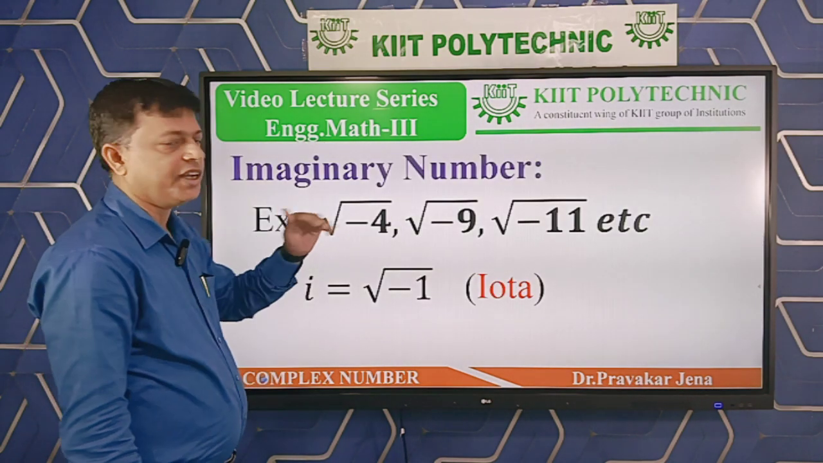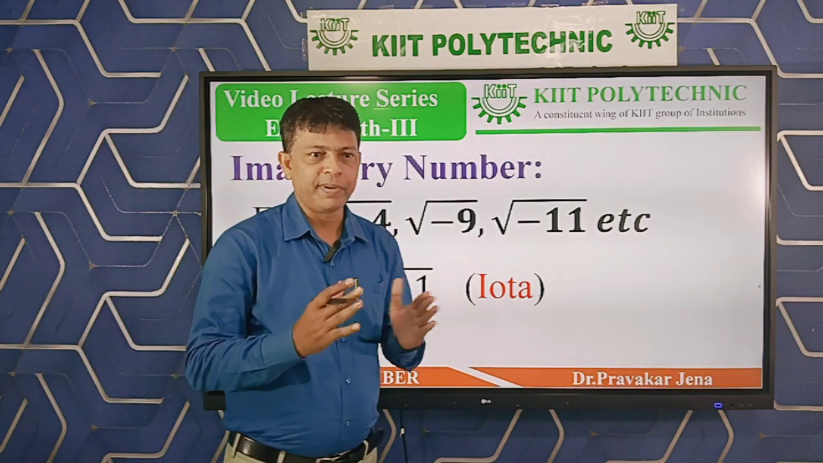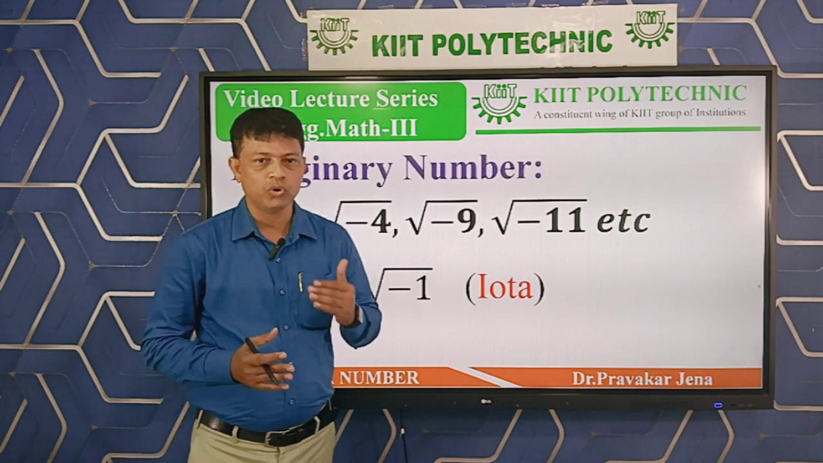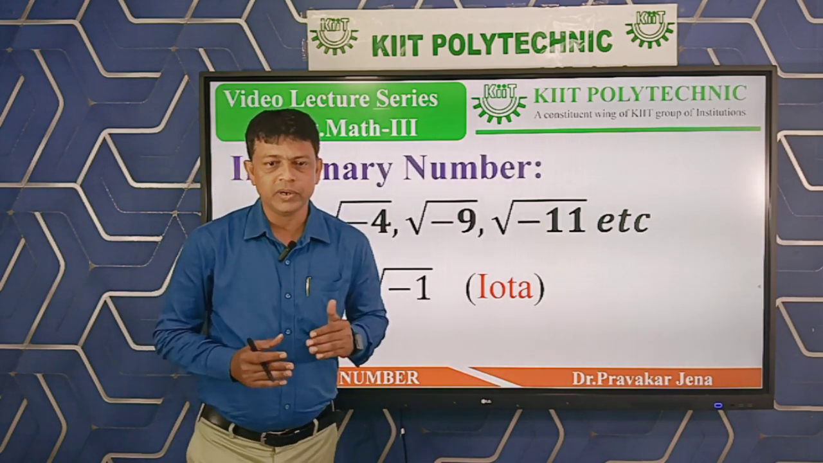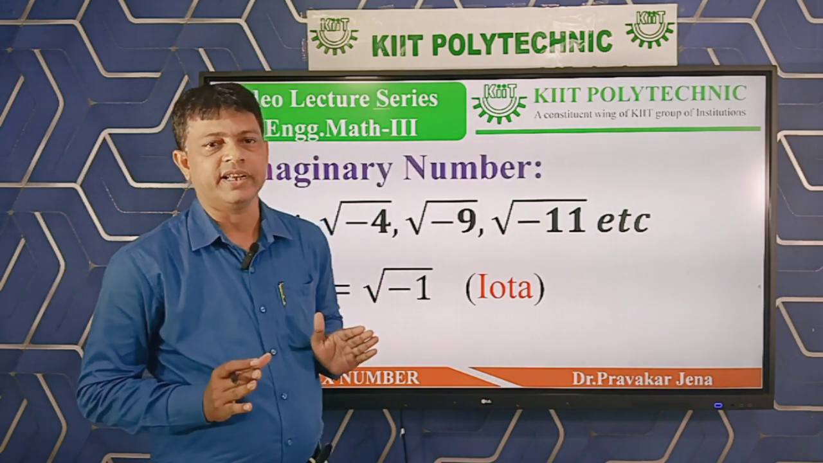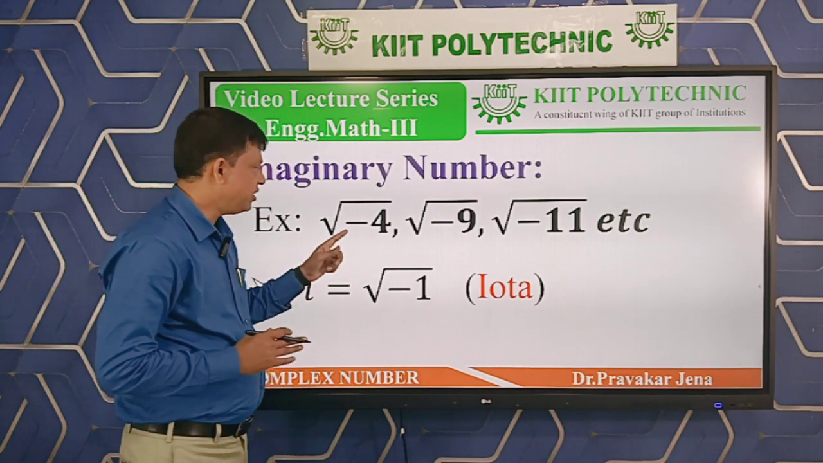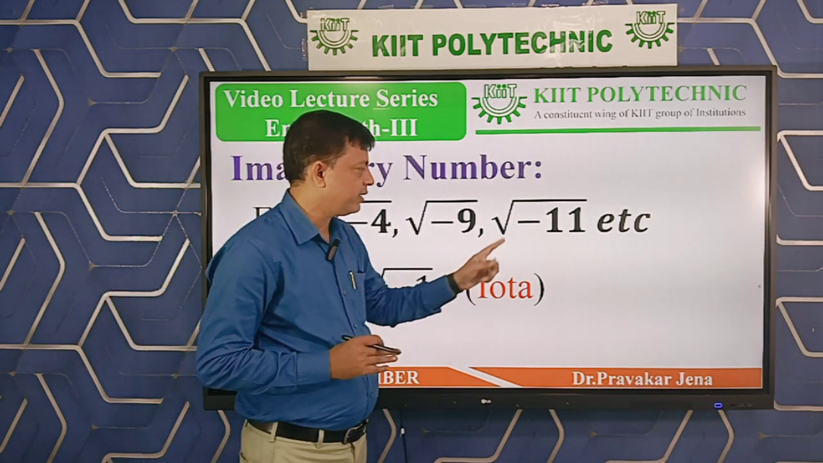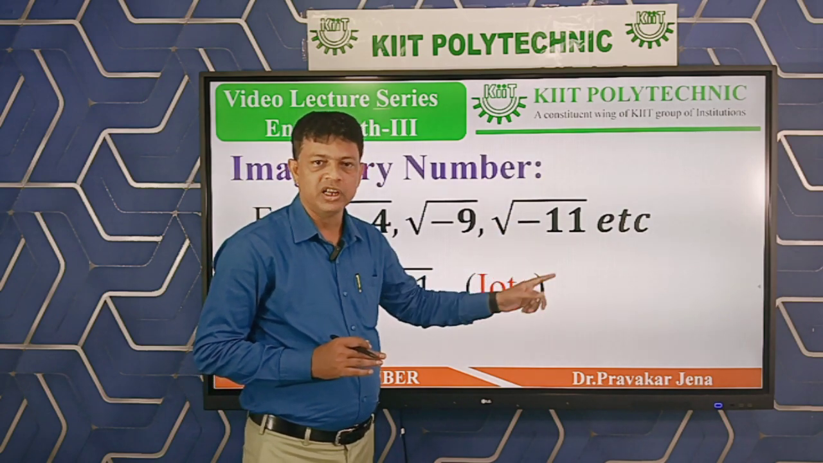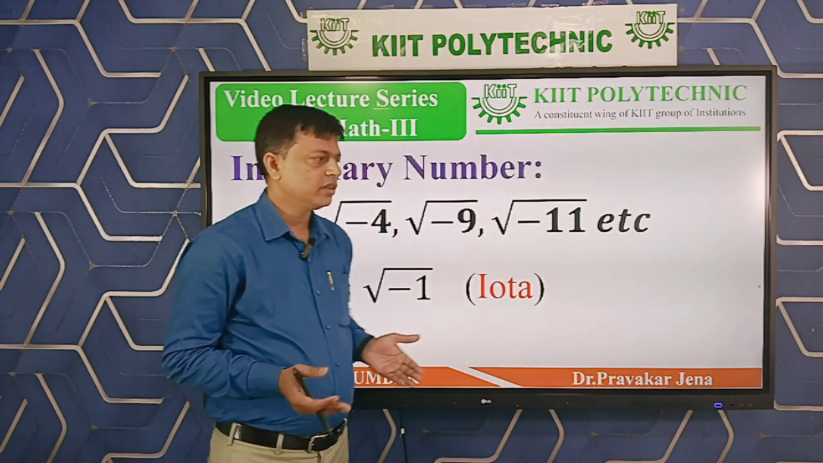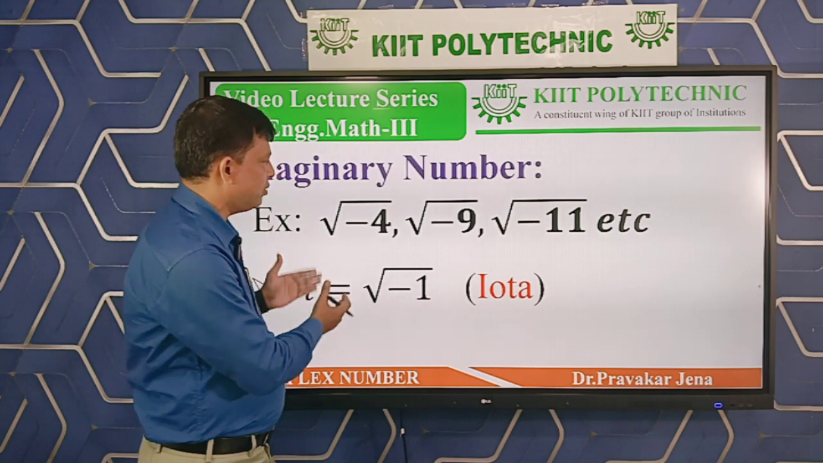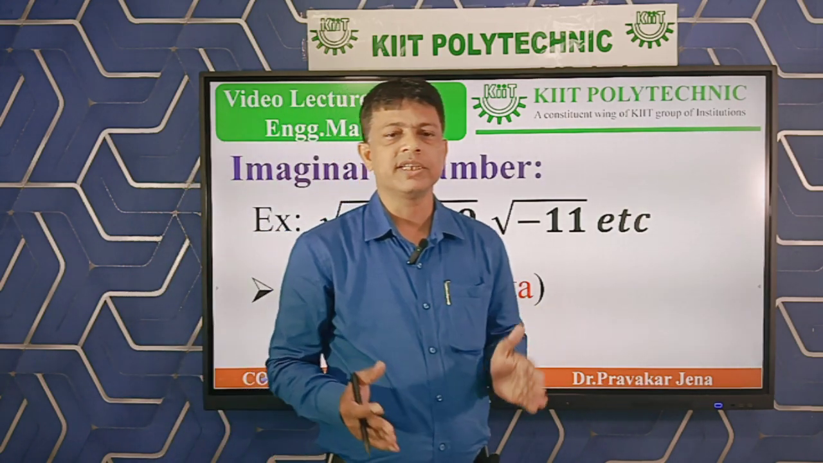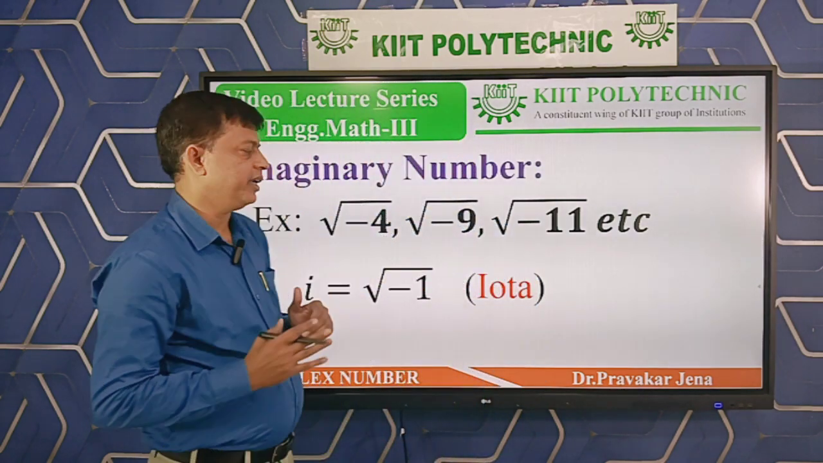Now, what is an imaginary number? Already I have told the definition from this equation: a number whose square is negative. So like root over of minus 4, root over of minus 9, root over of minus 11, etc. You can take any negative number under the root, and we say that it is an imaginary number.